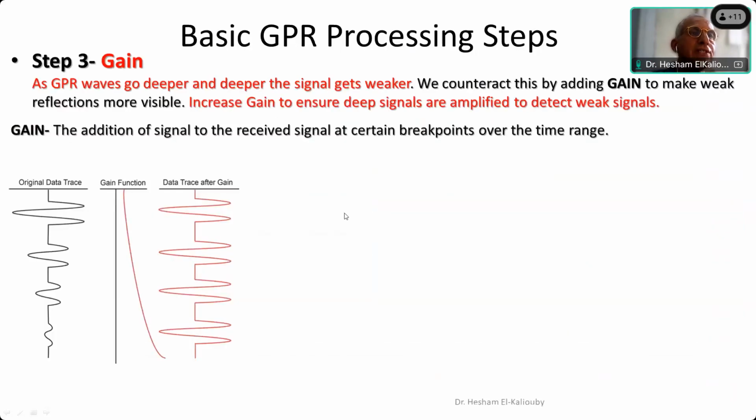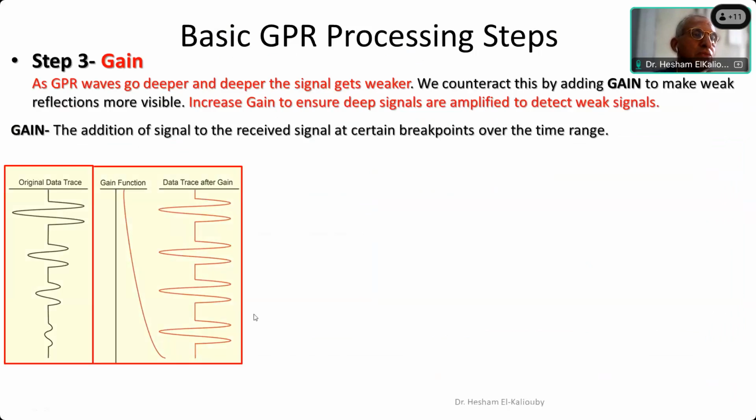Again, using the gain. Gain is one of the important steps for data processing. What happens is that the GPR signal attenuates as it goes with depth. So we need to counteract that by adding a gain with depth. So increase the gain function with depth to improve the deeper signal. Instead of being very low or very weak, you reconstruct the signal to be a stronger signal.